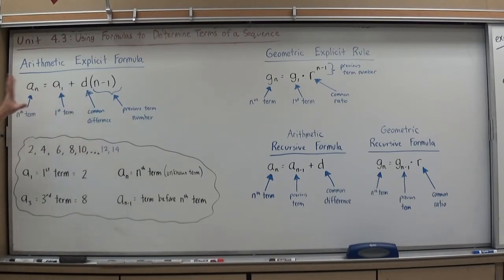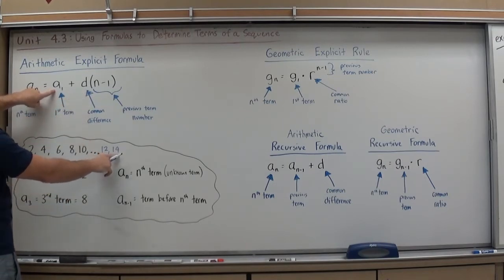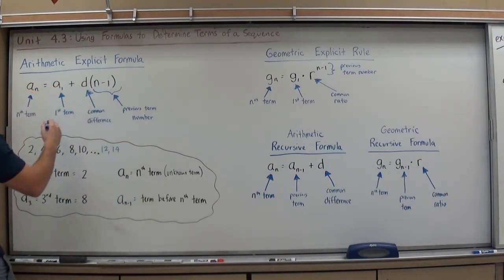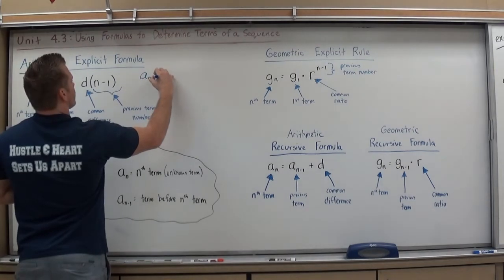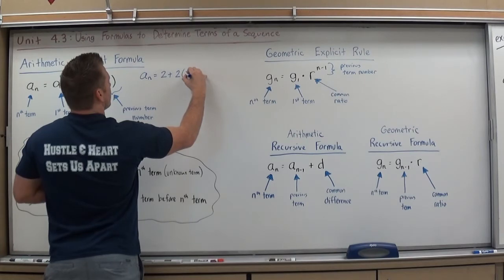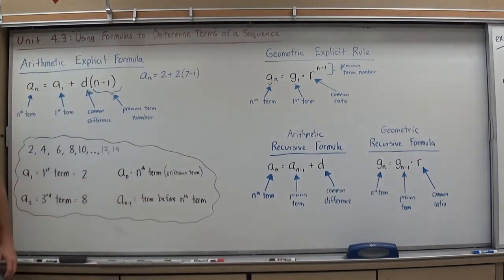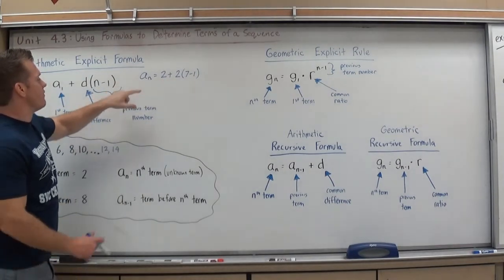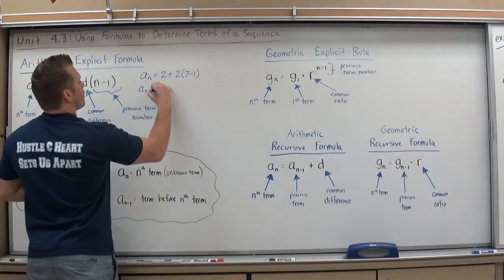I'm going to explain to you how that formula works with that. So if I was doing this pattern, a sub 1 would be 2. My common difference is also 2. You want me to find the 7th term, so I have to multiply that by 6, one number before what you're looking for. So my formula would look something like this: a sub n equals 2 plus 2. I'm trying to find the 7th term, so I'm going to multiply that by 6. 6 times 2 is 12. 12 plus 2 is 14. So the 7th term is 14.